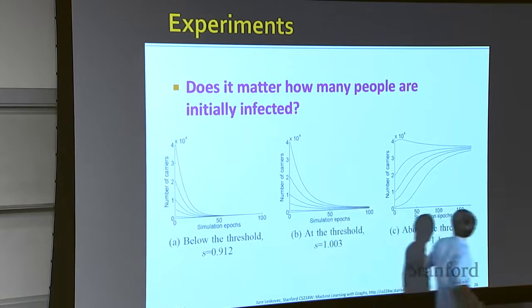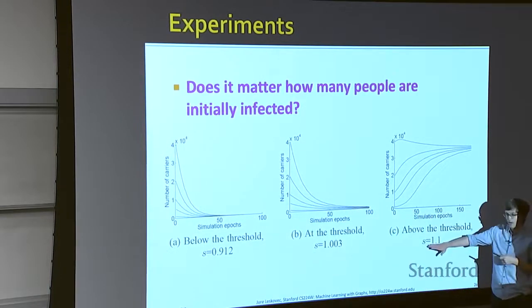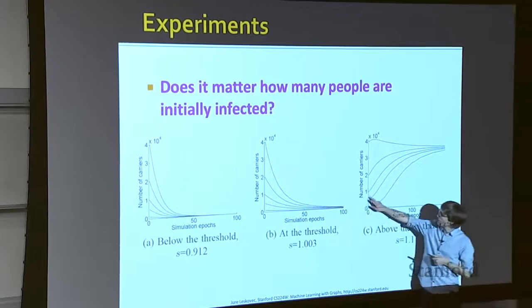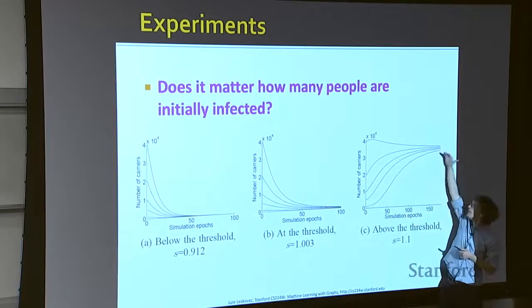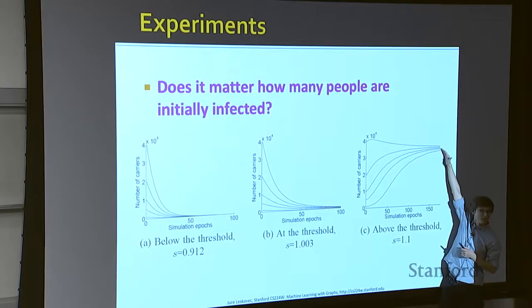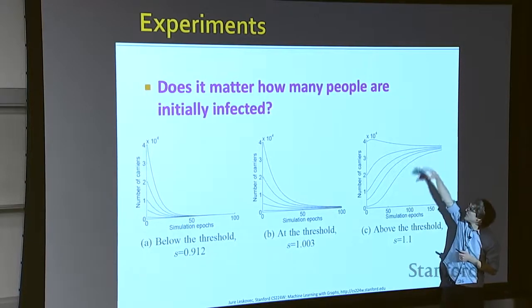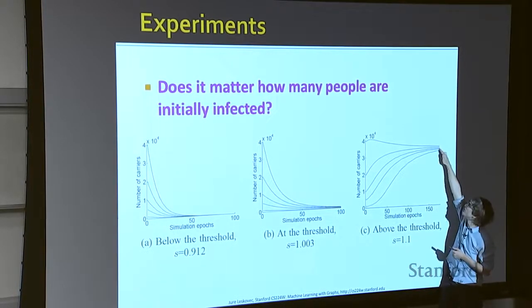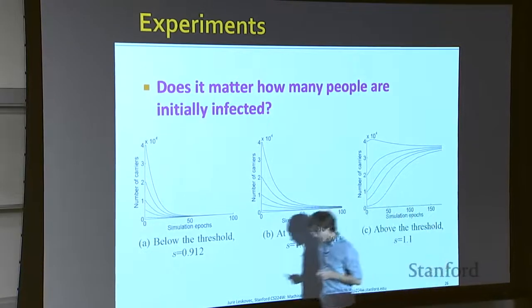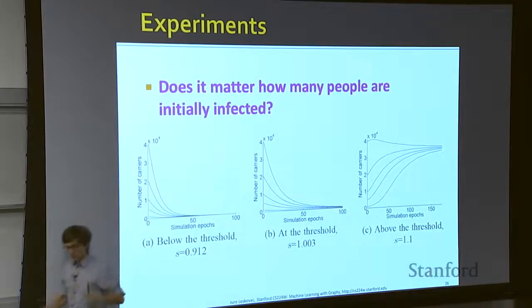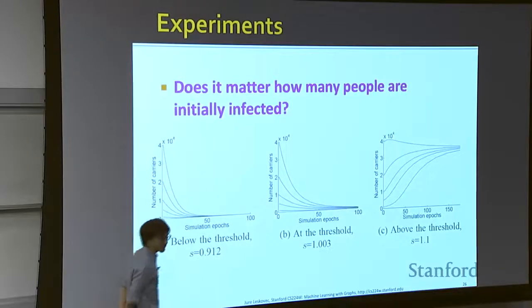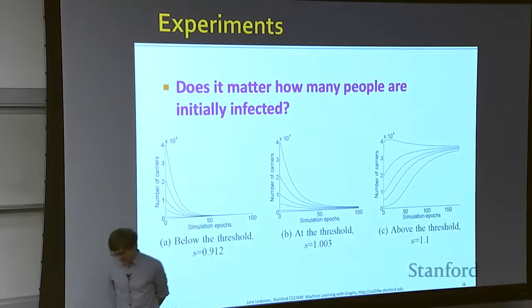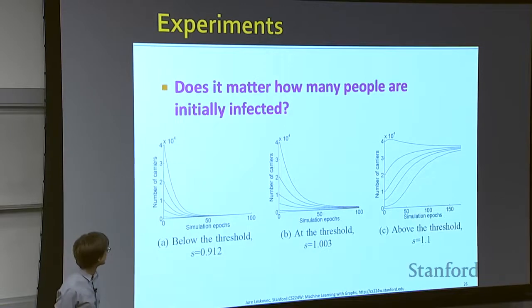And here is when you are above the threshold, let's say when you are at 1.1, regardless of how many people you start with infected, the virus survives in the network, right? It doesn't really matter. There is a steady population of infected people to which it converges. Okay? So this is what I wanted to show about these SIR and SIS type models.